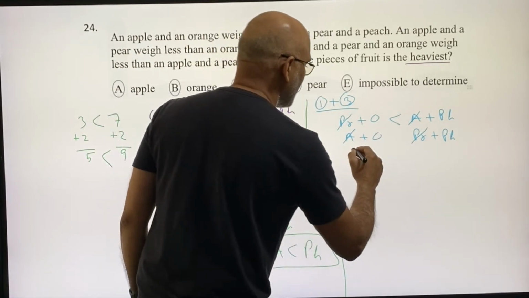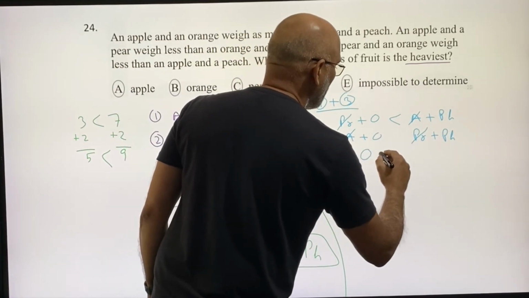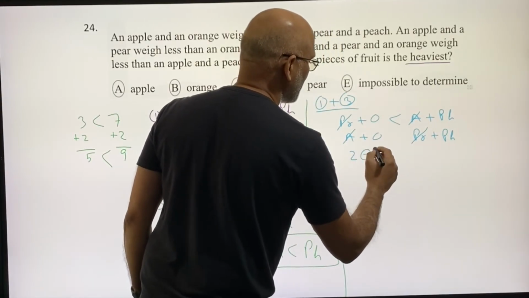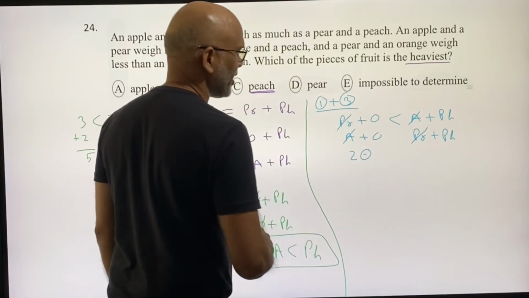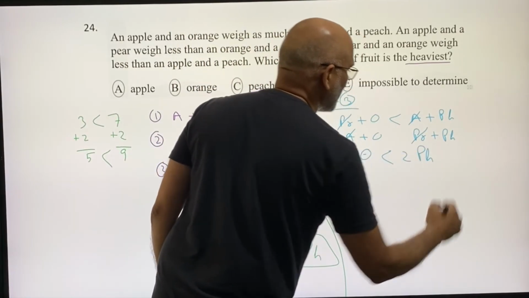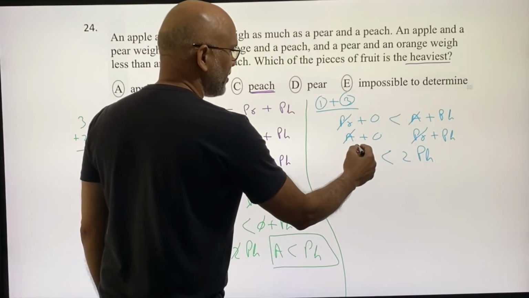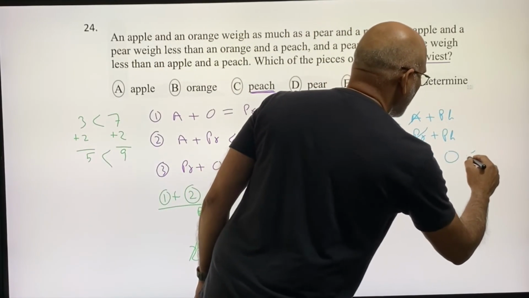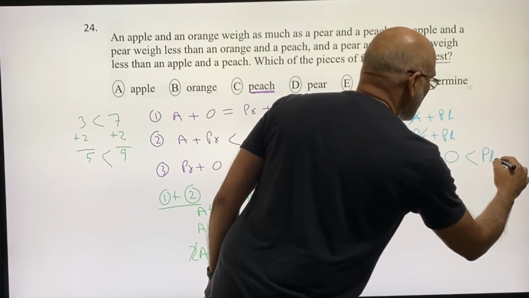So this leaves me 2O. This is O for orange. This is not 20. Okay, let me put some symbol there. Is less than 2 PH, right? So I can divide both sides by 2. So this tells me orange is less than peach.